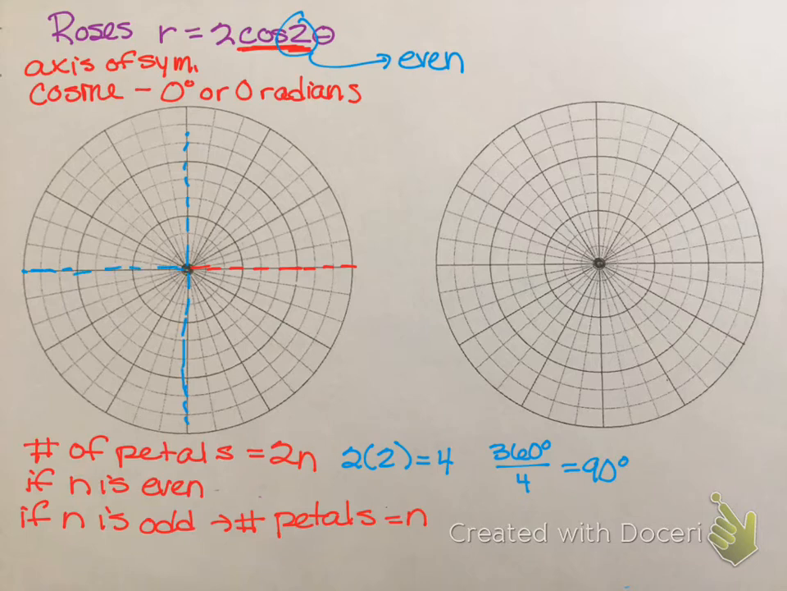All right, to figure out my petal length, just like a lemniscate, this number right here, let's put a different color in here. That right there tells me my petal length. It's the absolute value of A. So each one of these petals is going to be 2 units long.